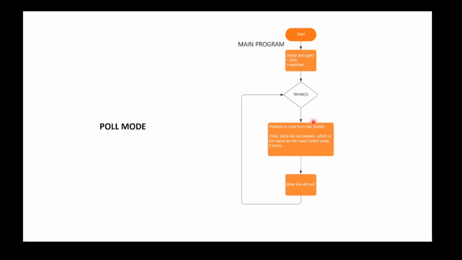In that infinite loop, we will do two tasks. The first task is to read the value directly from the switches, and then we will blink our LED pattern according to the read-in switch value 5 times. After we blink the LED pattern 5 times, we move to the second task, which is to blink our fourth LED. And after that, we continue these two tasks again. That's the software flow of the poll mode.